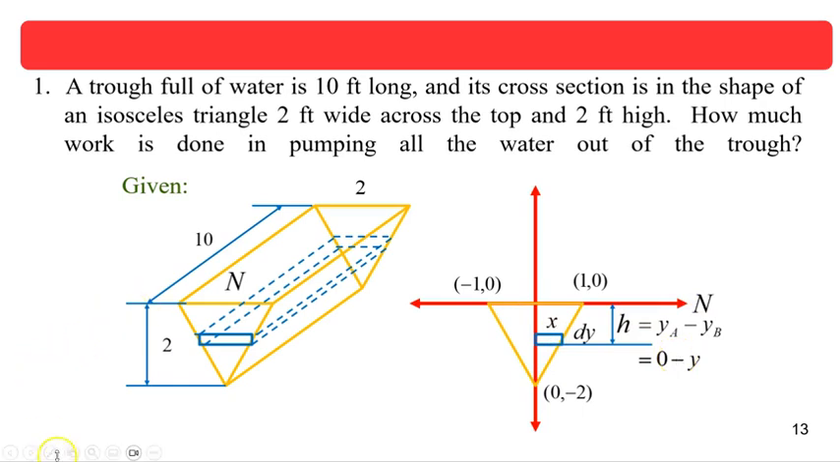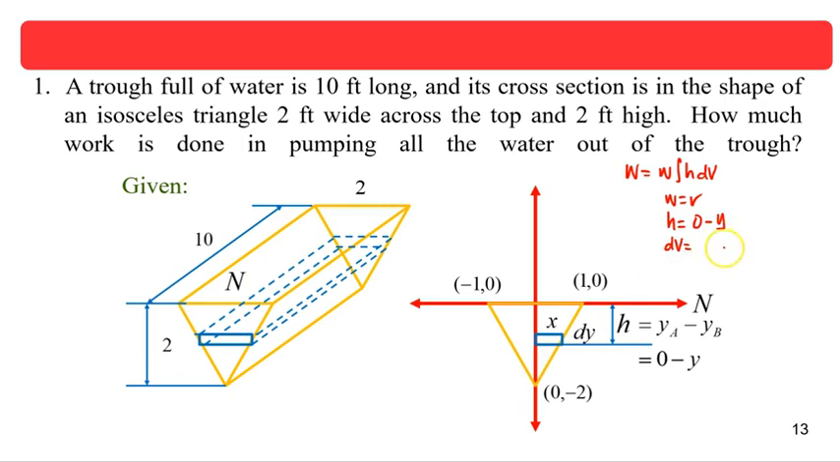Let's write in here the things that we have learned so far. W is simply w integral of h dV. The small w is constant. H, I need to pump it to that point only, up to the surface. So that's 0 minus y, and then dV, length times width times height.